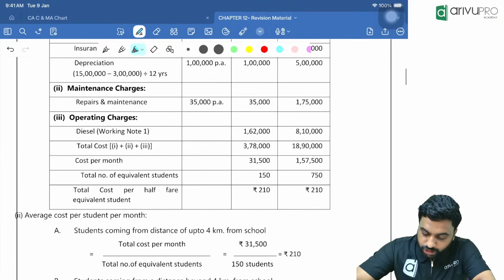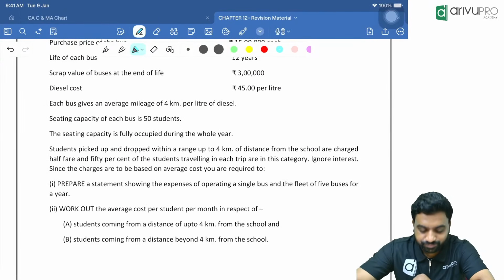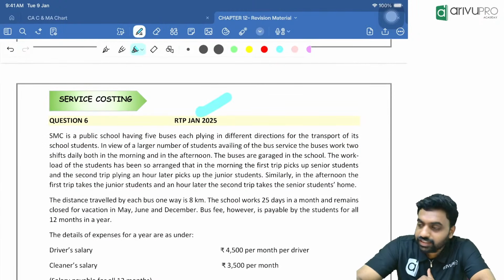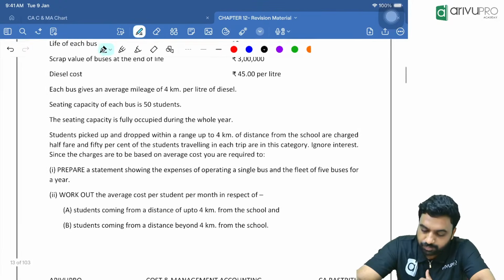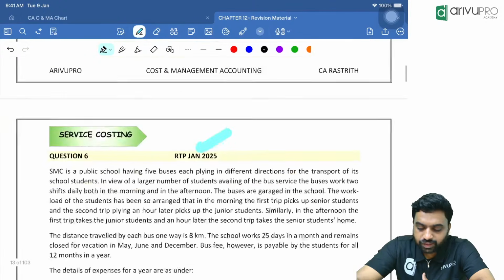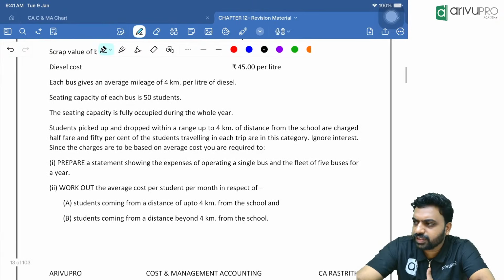This school question, you guys remember? Yes. Nice question. Also, this was there in the RTP January 2025. I mean, junior student, senior student. Material mates was there also in the January 2025 RTP. Also, I think a PYP question is there, where it is software company related.